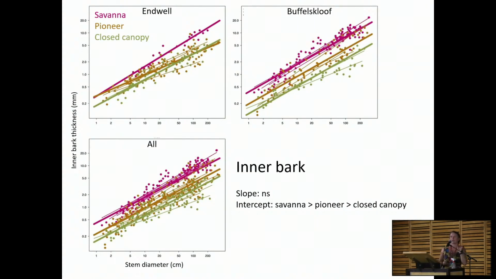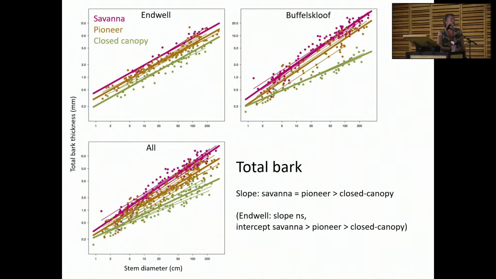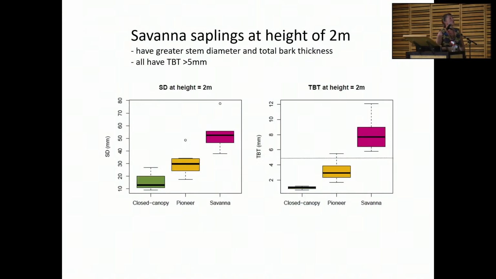The inner bark showed a much tighter relationship, as we also predicted, but also a very clear hierarchy from savanna, pioneer, and closed canopy species. And together, making up the total bark thickness, which is often what's measured in relation to fire, the savanna species, as expected, had steeper and higher slopes for the overall allometry. So that's all very well, but what does this translate to in terms of critical thresholds? Because a lot of fire resistance really matters when you're less than 2 meters tall.